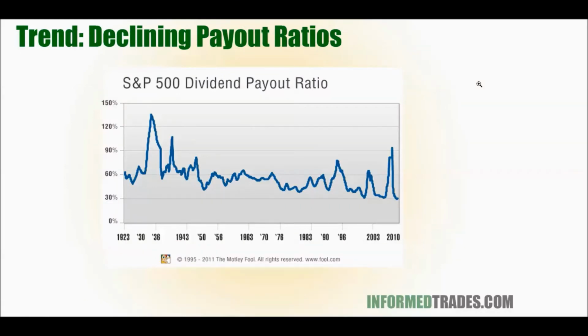As noted, the trend is declining. You can see on this chart here from the Motley Fool, going back about 90 years, the trend is generally down. We did have a big spike in the 2008 financial crisis. That had more to do with earnings suddenly falling and dividend policy remaining roughly the same. Dividend policy often takes a little longer to adjust, so that seemed to be what happened there.